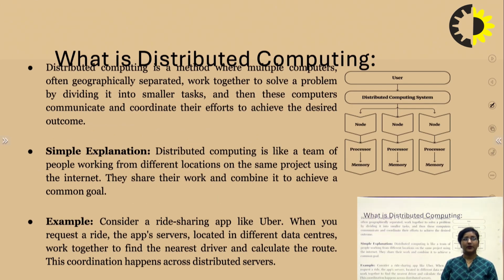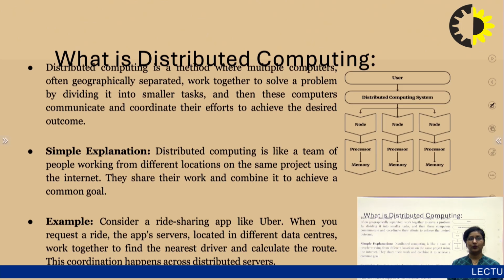Now, next is distributed computing. So, let us see what distributed computing is. Distributed computing is a method where multiple computers, which are geographically separated, work together to solve a problem by dividing it into smaller tasks. And then these systems communicate with each other and coordinate their efforts to achieve the desired outcome.